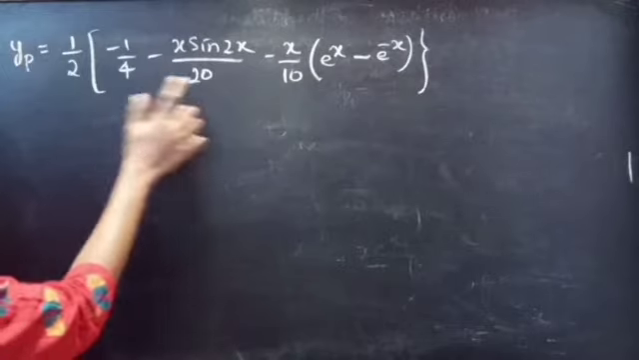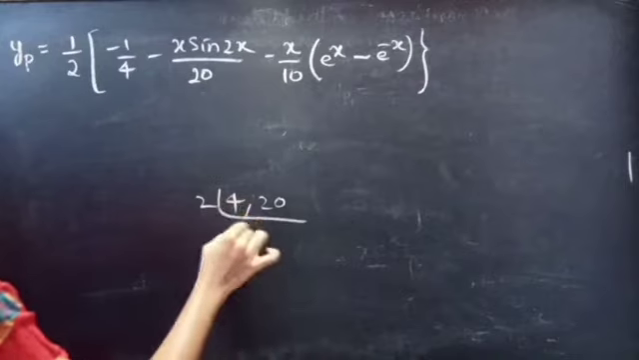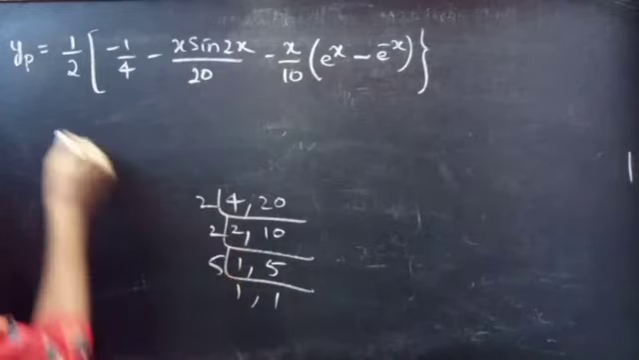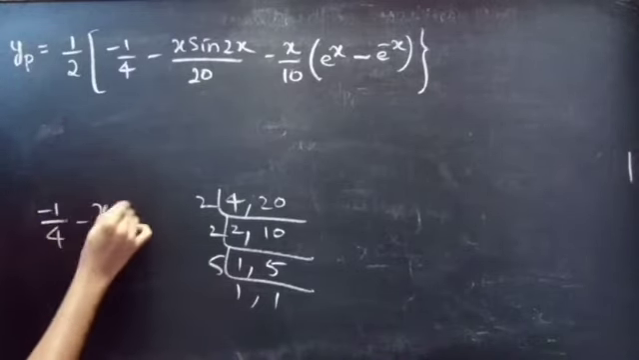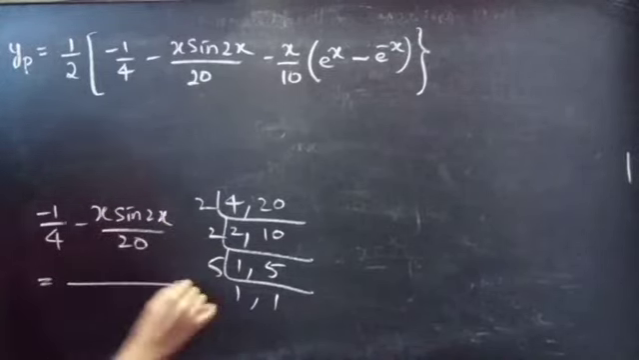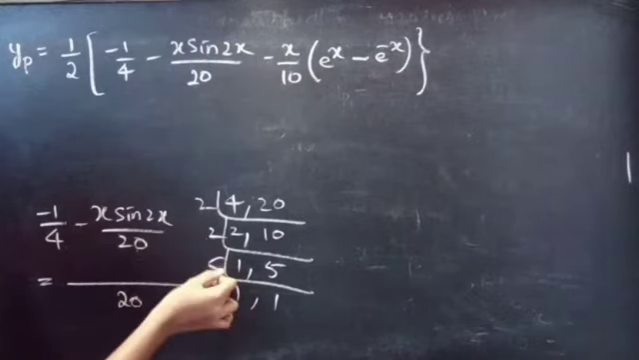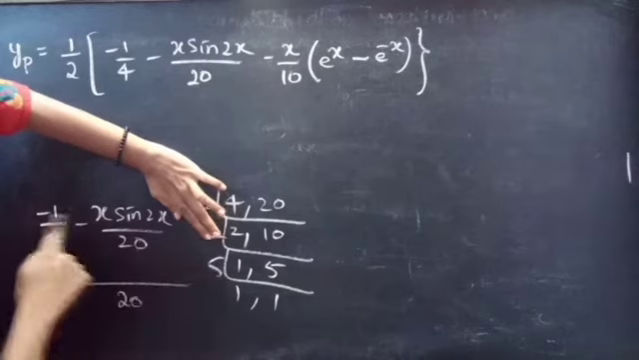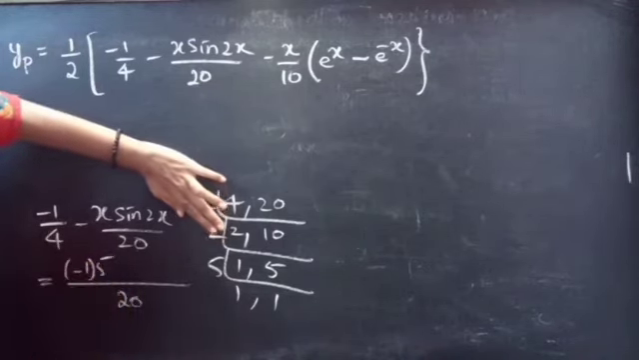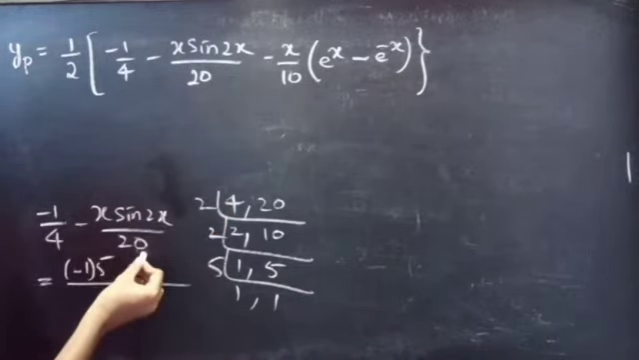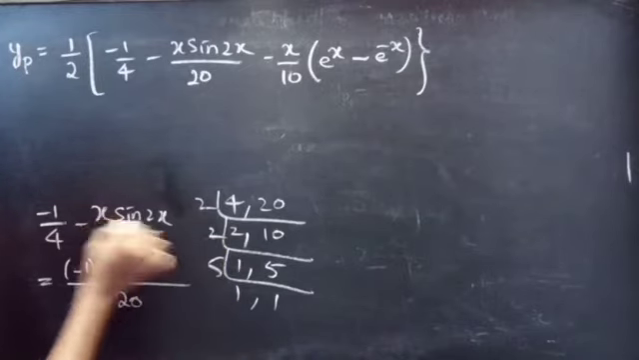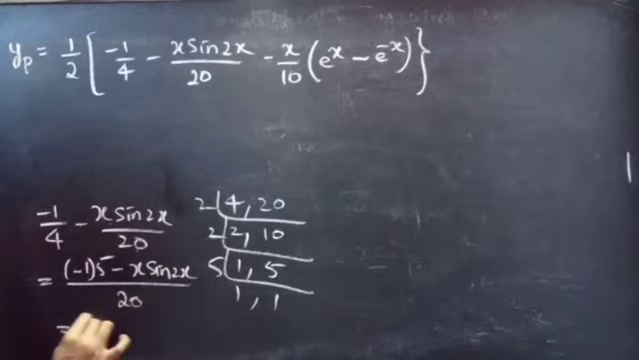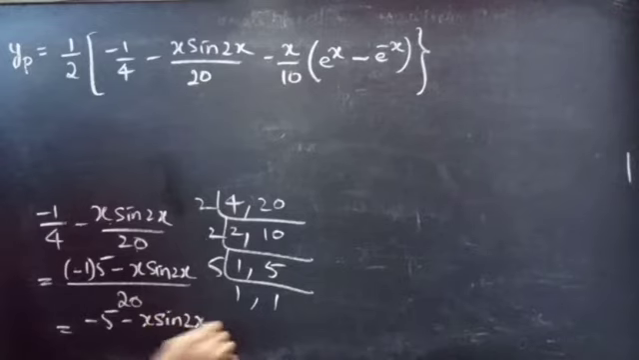Now, take the LCM of 4 and 20. 2 2s are 4, 2 10s are 20, 4 5s are 20. Now, the first two terms become, take the LCM of 4 and 20, which is 20. In the denominator of the first term you have 4, so you need to multiply 5 to this minus 1, then you'll get minus 1 into 5, right? In the second term, you have 20 in the denominator, so you don't need to multiply anything to this x sin 2x, just write minus x sin 2x. This is equal to minus 5 minus x sin 2x by 20.